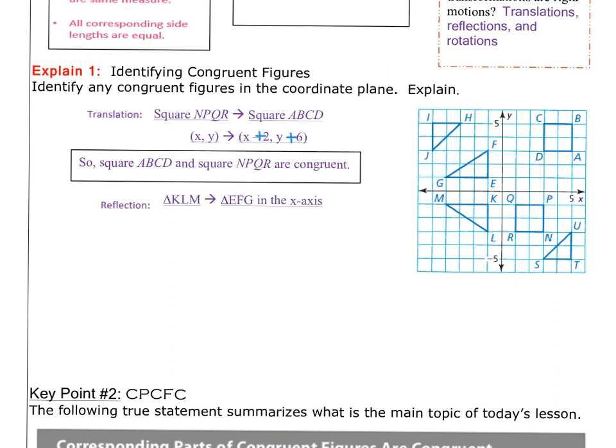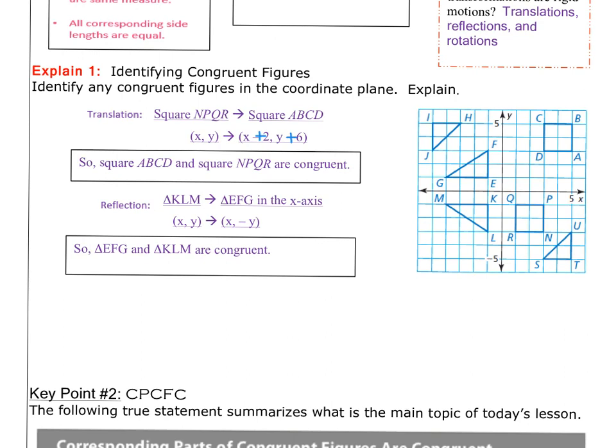All right, next let's take a look at a reflection. Triangle KLM, we can see KLM here, is reflecting onto EFG across this line, the x-axis. All right, and so we can say it's a mapping of every xy coordinate onto x, comma, opposite of y. So triangle EFG and triangle KLM are congruent.